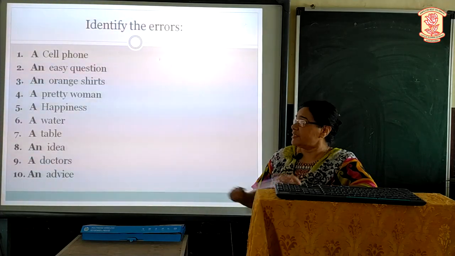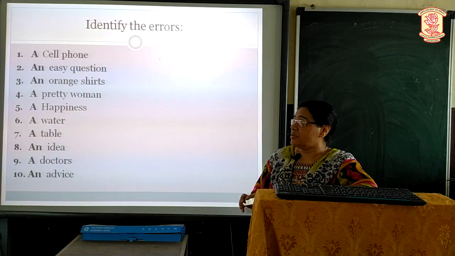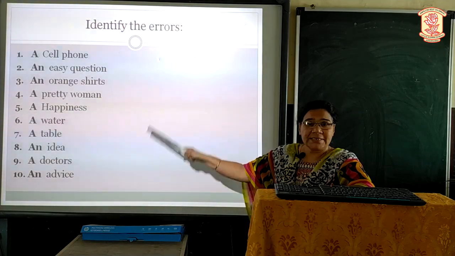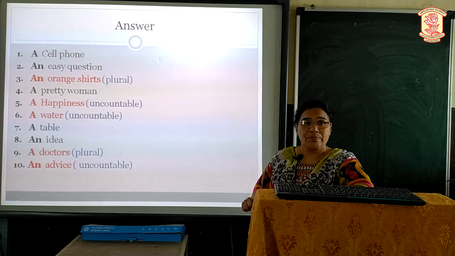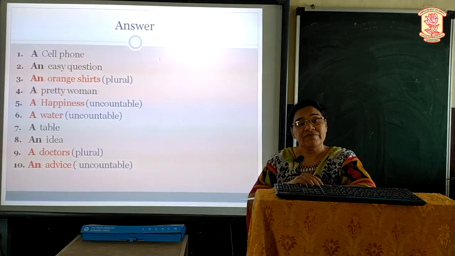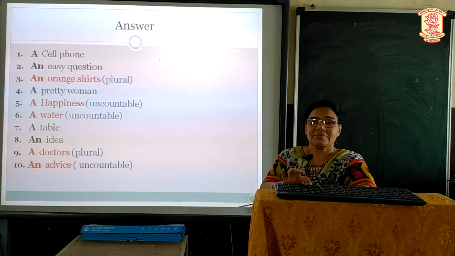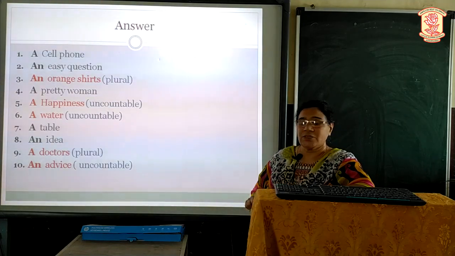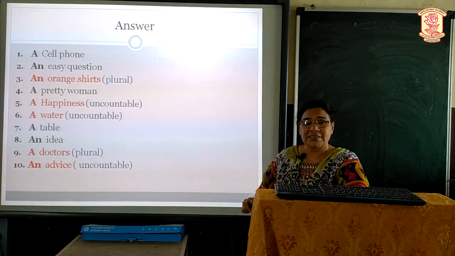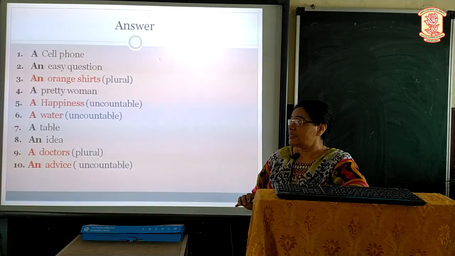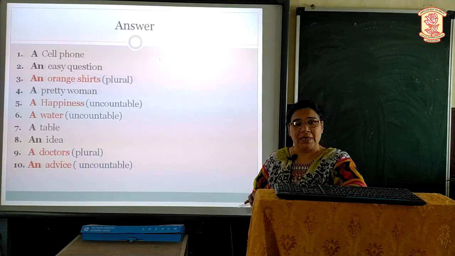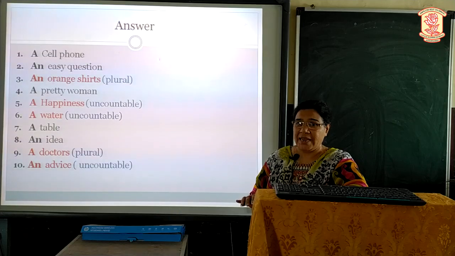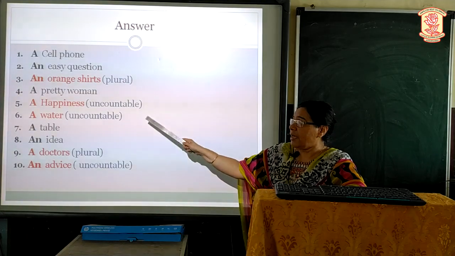Now identify this, a cell phone. An easy question. Some words in these sentences are wrong. You have to identify which are the wrong ones. See, this is the answer. The third sentence is wrong. An orange shirts. Why is it wrong? Because shirts is plural and you have written an. So it is wrong.